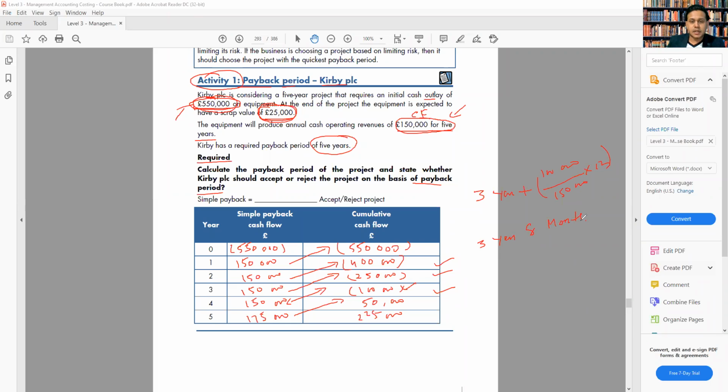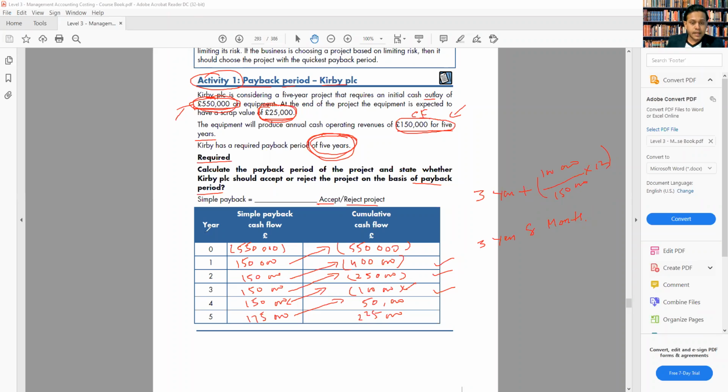3 years, 8 months. Now the company policy is if I get the return within 5 years, then I'll accept the project. If I get the return after 5 years, then I'll reject the project. So we are getting the return within 5 years, isn't it? So should I say accept or reject? What are we going to say? Should I accept the project or should we reject the project?